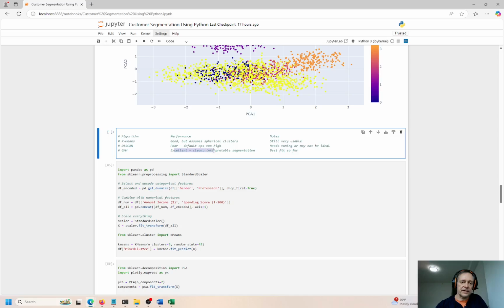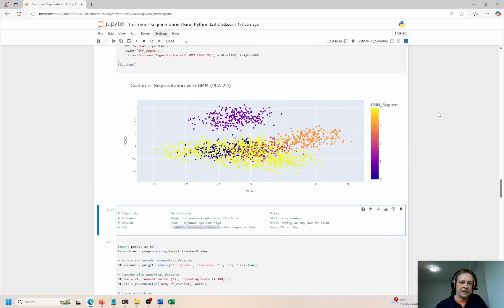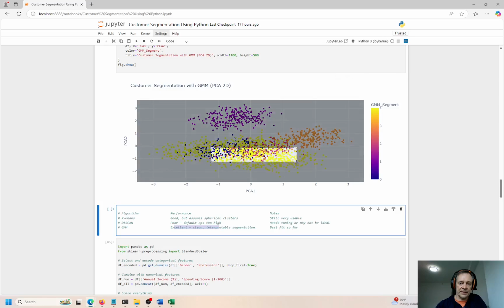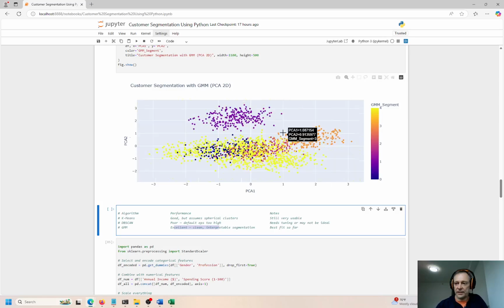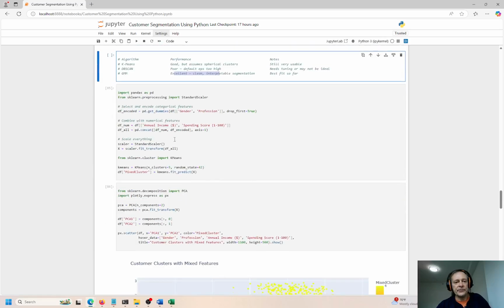GMM is actually giving us clean interpretable segmentation, but it's still kind of busy in the middle, and I think we can do a little bit better. So we're going to try another technique. Okay, so let's move on.